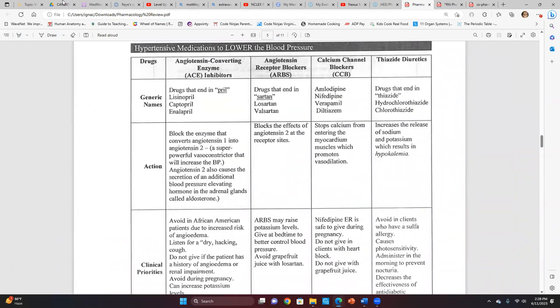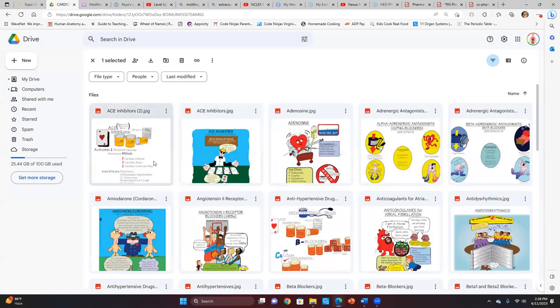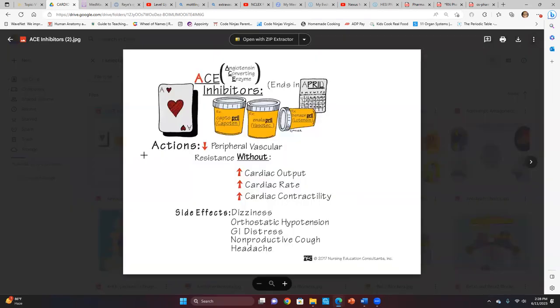Hypertensive medications. I'm going to go back to the pictorials for a second. So we'll talk about our ACE inhibitors, those are the ones that end in pril: lisinopril, captopril, enalapril. So ACE inhibitors end in pril. These medications work by blocking the enzyme that converts angiotensin 1 into angiotensin 2. Angiotensin 2 is important because it helps to secrete additional blood pressure elevating hormone called aldosterone. But the ACE inhibitor blocks that from happening.